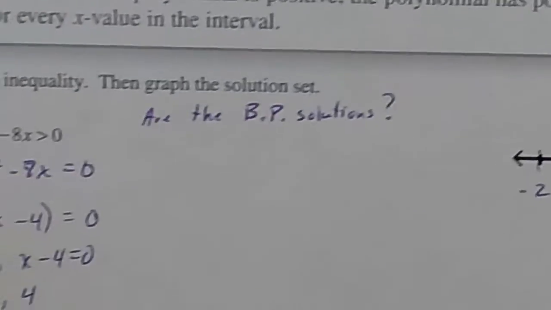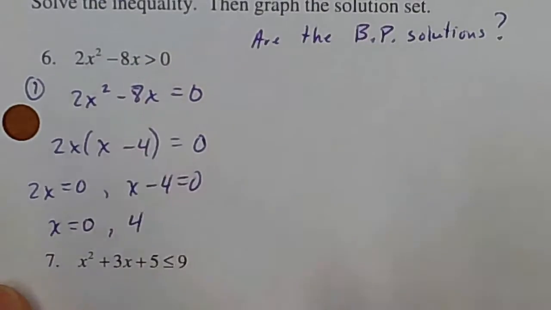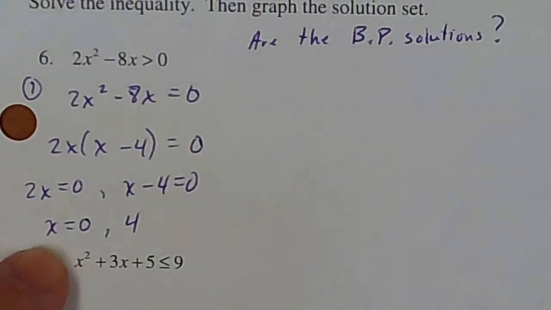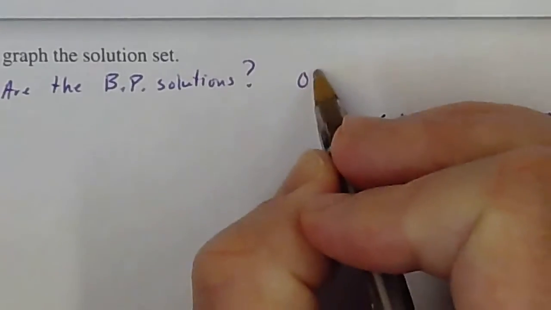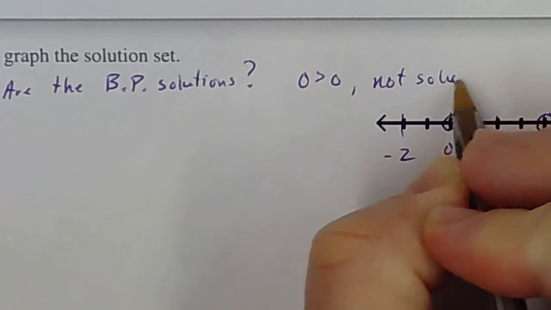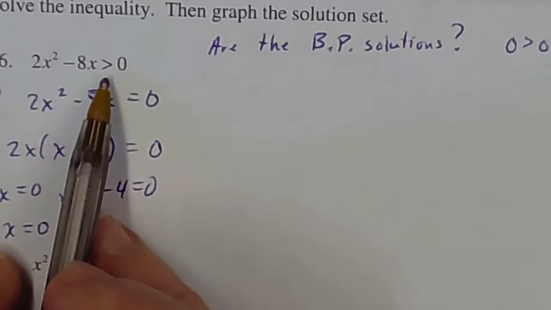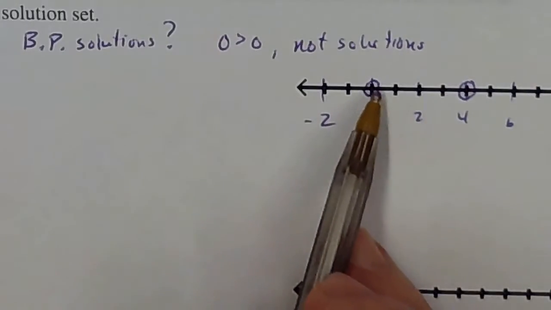Okay, the long way to do this is to take 0 and 4, plug them in, and if I plug those in, just like I did on the last few problems on the last page, I'd get this. 0 is greater than 0. They're not solutions. Okay? Like I said, that's the long way. I want you to start using the rules and shortcuts. There's no line underneath it. Keep it open. Okay?